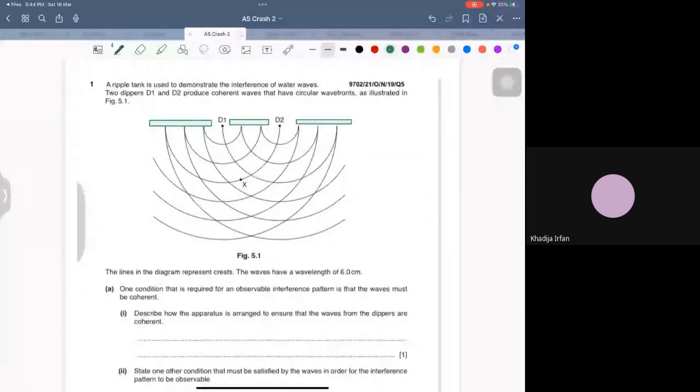So for this kind of pattern, you need to have coherent waves. And they would basically write it like two dippers, D1 and D2, produce coherent waves. Is it clear, everyone? Any questions? Sorry? Can you repeat that, please?